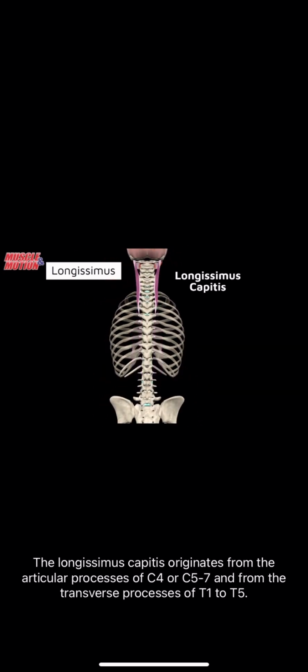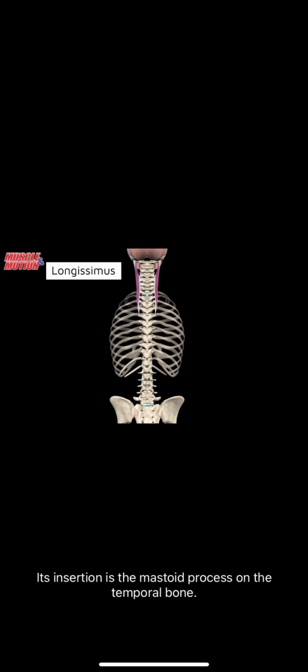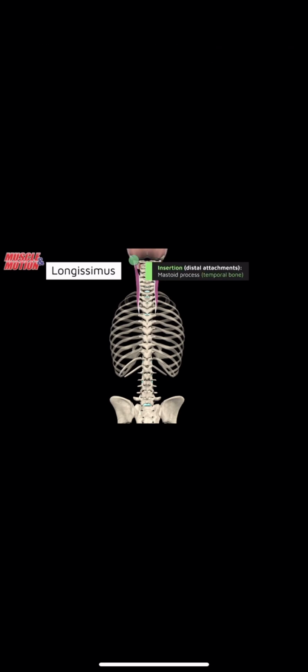The longissimus capitis originates from the articular processes of C4 or C5 through 7 and from the transverse processes of T1 to T5. Its insertion is the mastoid process on the temporal bone.